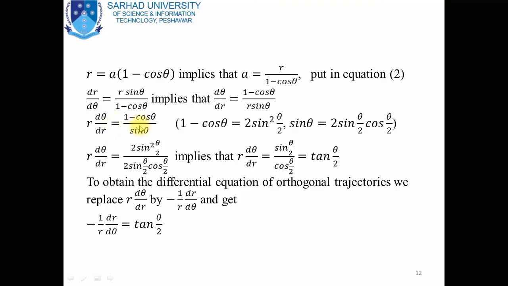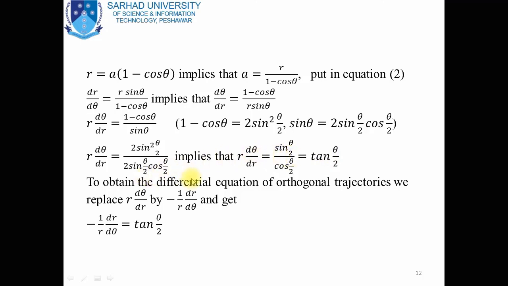And dear students, we know that 1 minus cos theta is equal to 2 sin square theta by 2, and sin theta is equal to 2 sin theta by 2 cos theta by 2. So putting these values, 2 cancels, sin cancels. We obtain r d theta by dr is equal to sin theta by 2 divided by cos theta by 2, and this can be written as tangent theta by 2. Now dear students, this is the differential equation of the given family of curve in polar form.